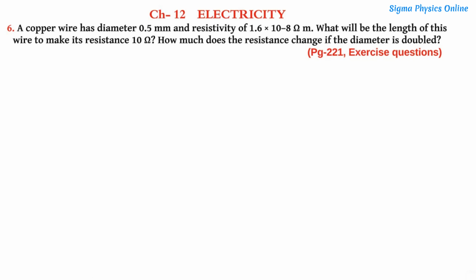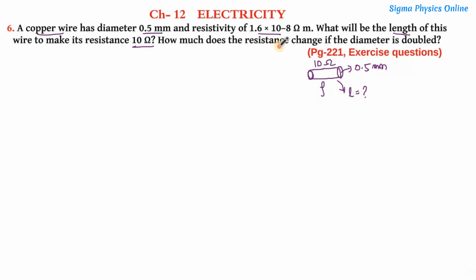So here we have been given a copper wire whose diameter is given and its resistivity is given. We have to find out the length of this wire which will make its resistance 10 ohm. Let this be a copper wire and its diameter is given as 0.5 millimeter. Its resistivity rho is given. We have to find out what will be the length of this wire in order to make the resistance of this wire 10 ohm.